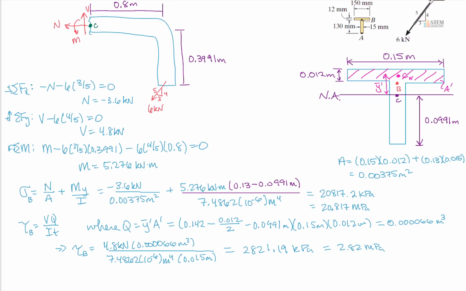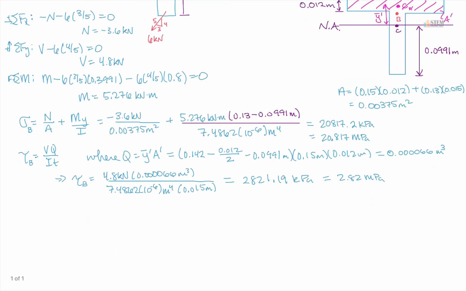Okay, now let's draw these values on an element. So here is our element at B, and then we need to label these stresses on here. First of all, we've got our normal stress. This was our normal stress. It's positive, so it's tensile. So that'll be the stress in this X direction here. Actually, let me make it a different color. So we've got one here, and then the opposite side. That is going to be 20.817 megapascal.